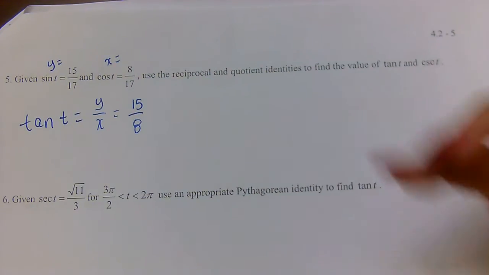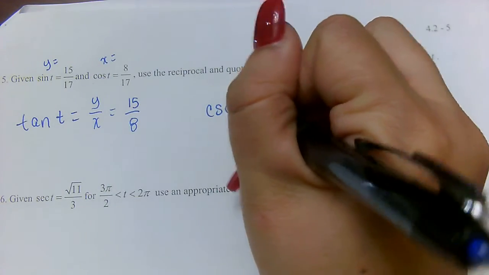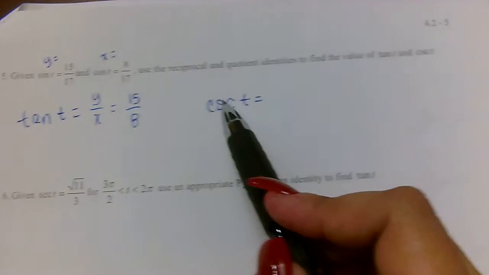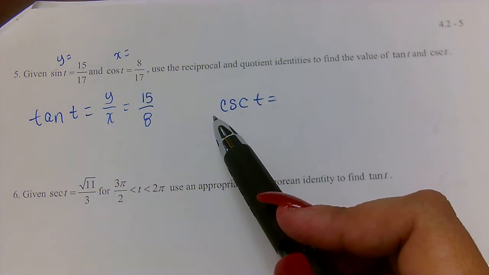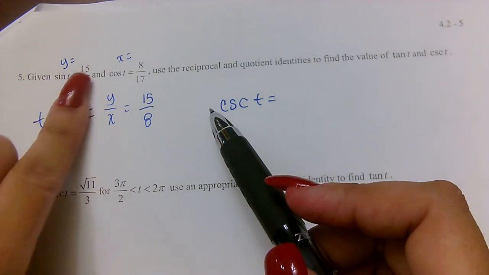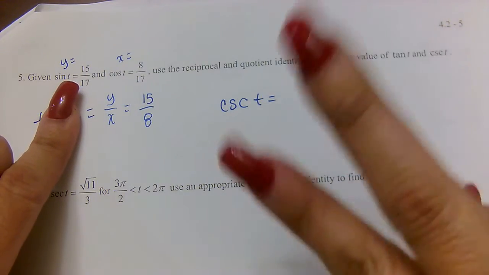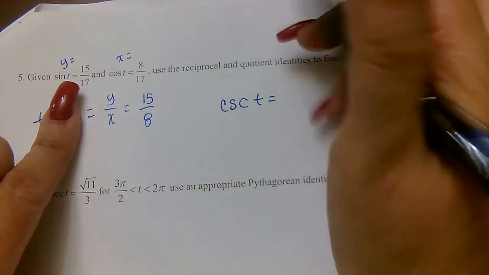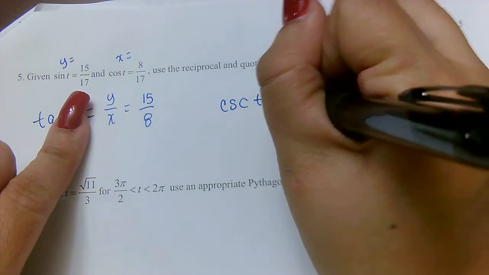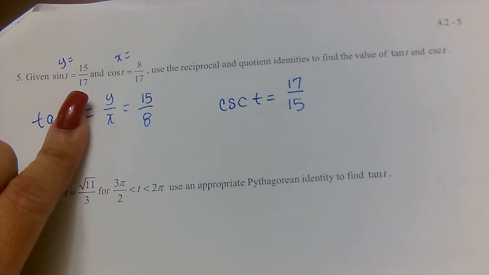If we go to cosecant, okay, you have to remember cosecant is the reciprocal of sine. So all I'm going to do is look at sine here, and I'm going to flip the numbers. This would be 17 over 15, and you're done.